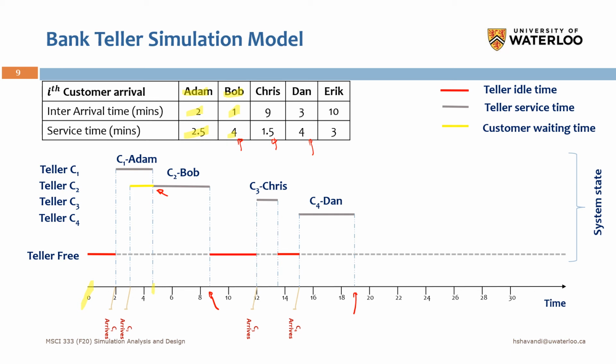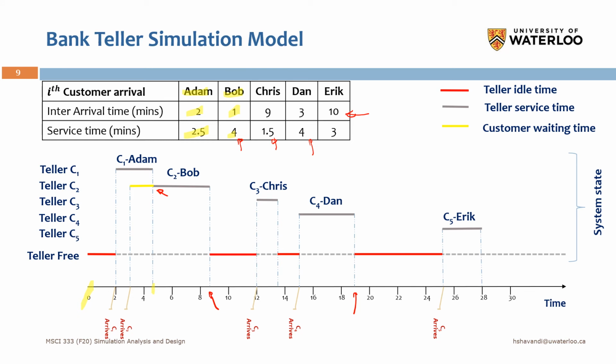And the inter-arrival time between Dan and Eric is 10 minutes. So Dan arrived at 15, so with 10 minutes inter-arrival time between Dan and Eric, the arrival time of Eric will be 25, right? Yeah, Eric will arrive at the system at time 25.